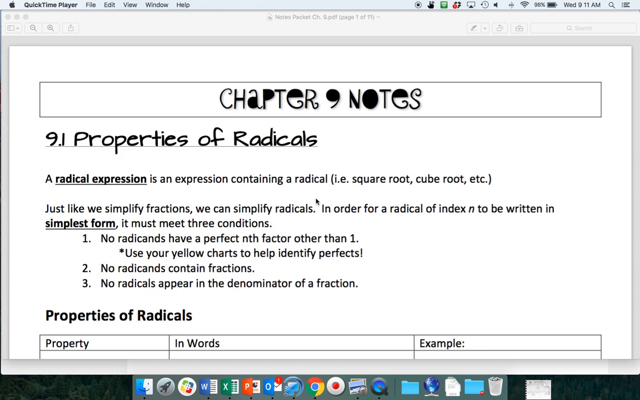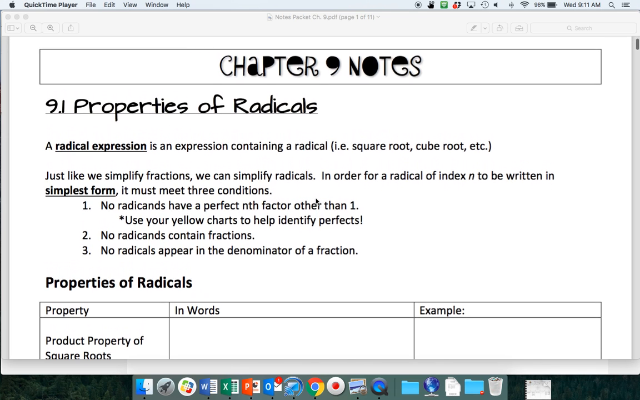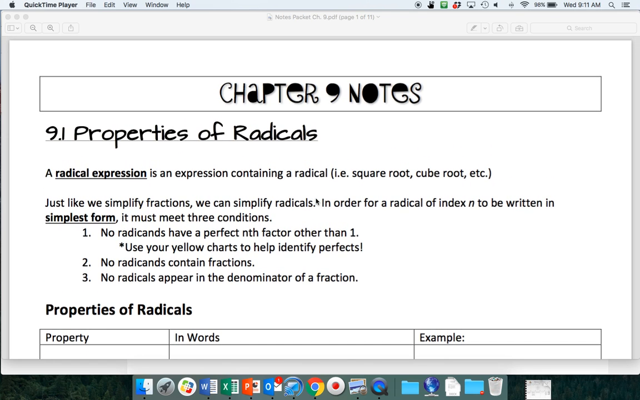Okay. All right, chapter 9 notes, properties of radicals. So we're just going to walk through this. Up here, we're going to write some numbers in a minute. If you already wrote your name, we can do it somewhere else. But basically, what is a radical?